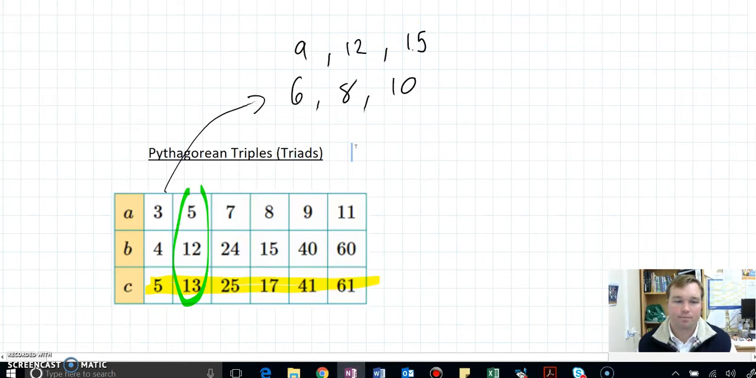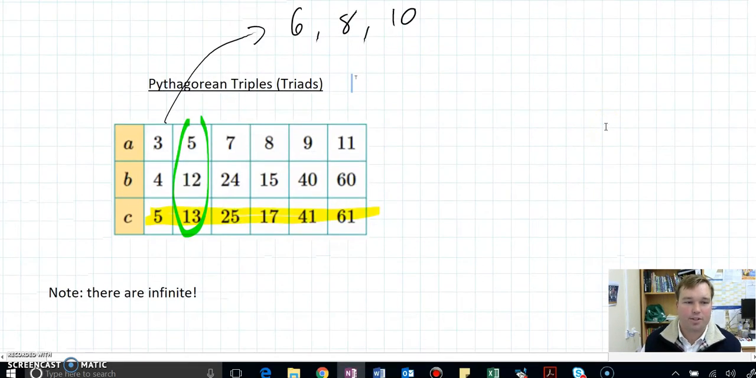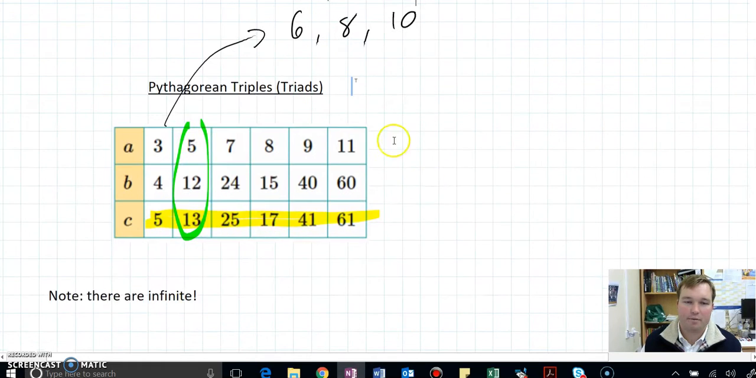So it's worth having them down. Triples, triads do come up quite a lot, and you will start recognizing them if we do enough questions. And note, there are infinite different ones. We don't just get infinite different ones from multiplying them by different numbers. There are infinite distinct Pythag triples, which is kind of cool.